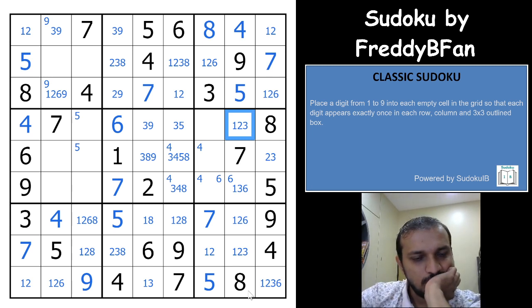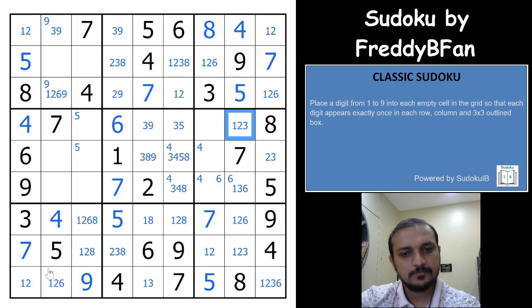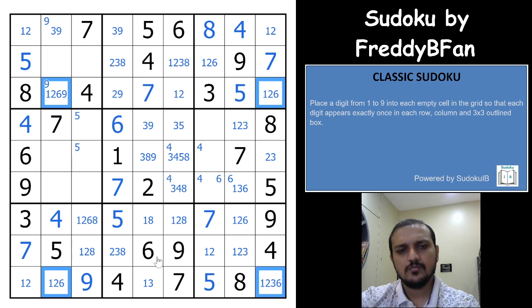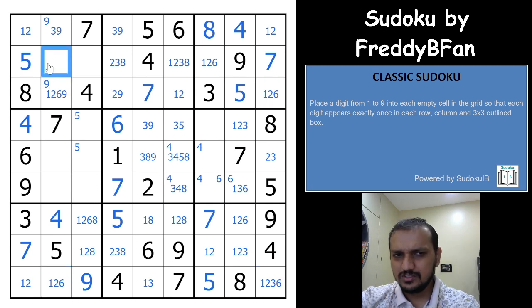Come on, there has to be something. I got an X-wing of 6 here, so I can eliminate 6 from this cell. It's 1, 2, 3 and 9, 9. It has to be 1, 2 and 3.